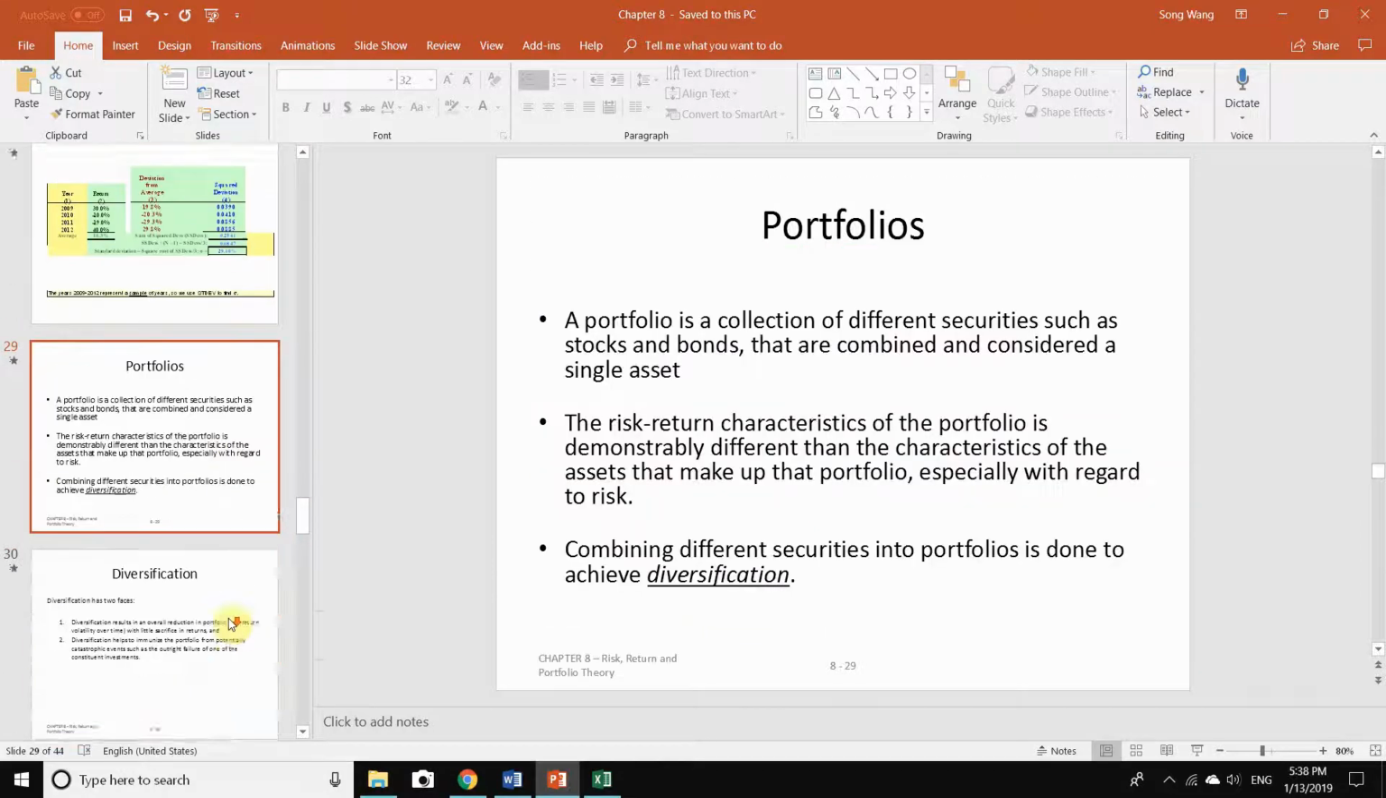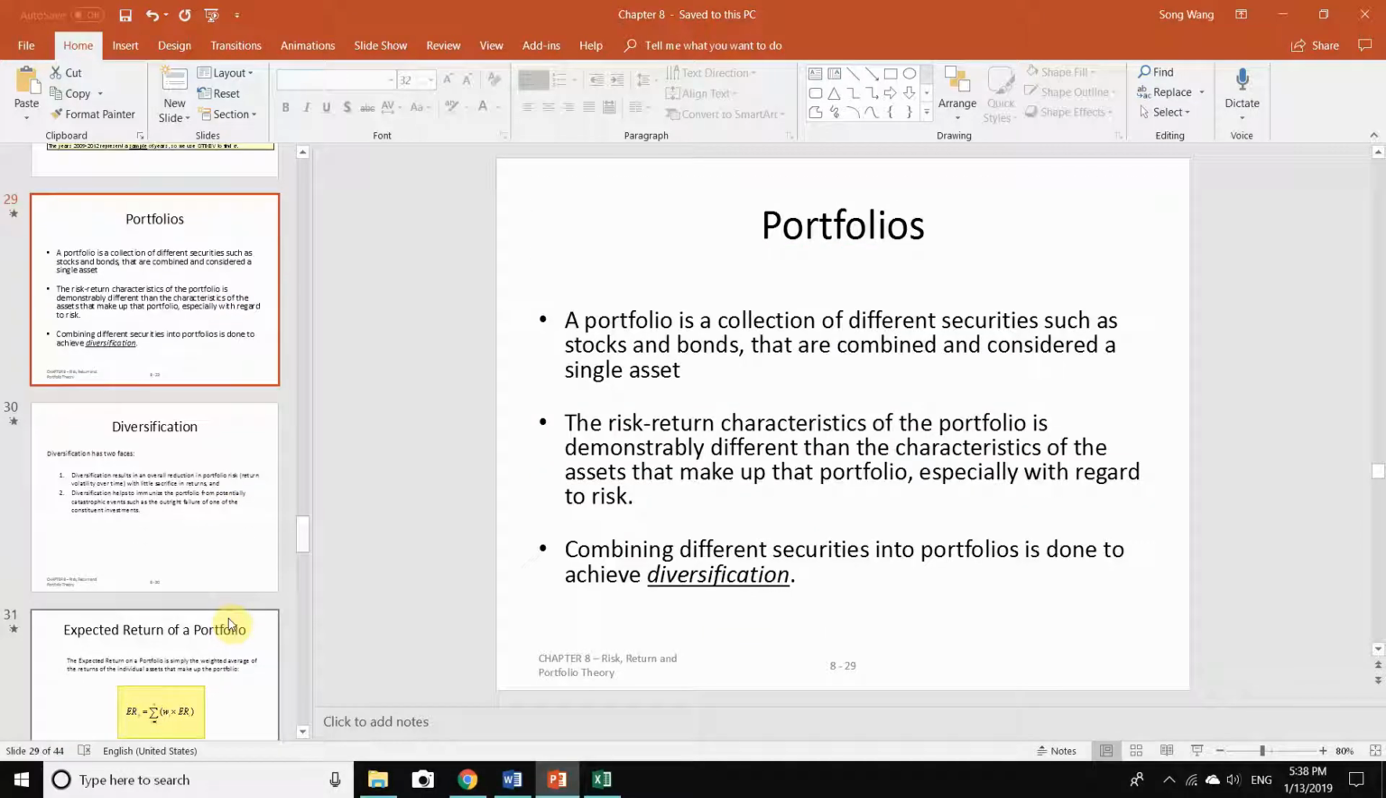Okay, our next subject is about portfolio management. Well, a portfolio is a collection of different securities such as stocks and bonds. So it's a combination. And when you diversify your investment, you should be better off. And I will introduce the benefits of diversification.